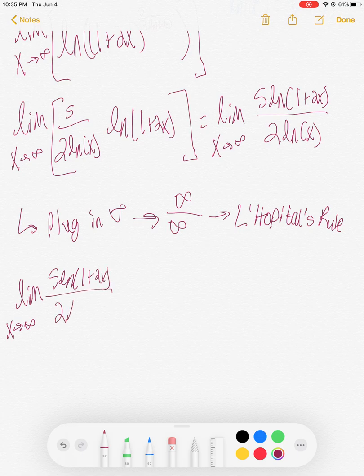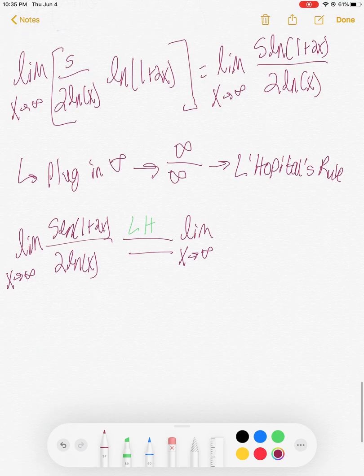Okay, so we have the limit as x approaches infinity of 5 ln(1 plus 2x) over 2 ln x. I'll do that thing again where I write equals and I write LH over it to indicate L'Hopital. You don't have to do that by any means, but I'm doing it here to help you follow along.